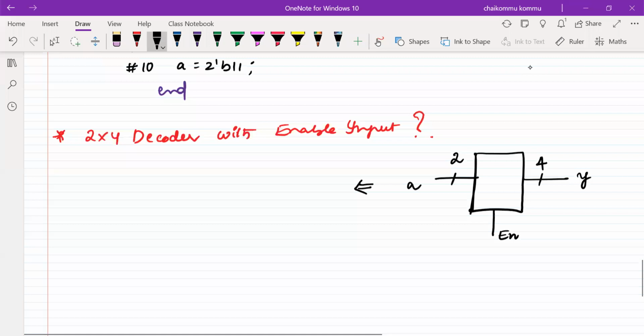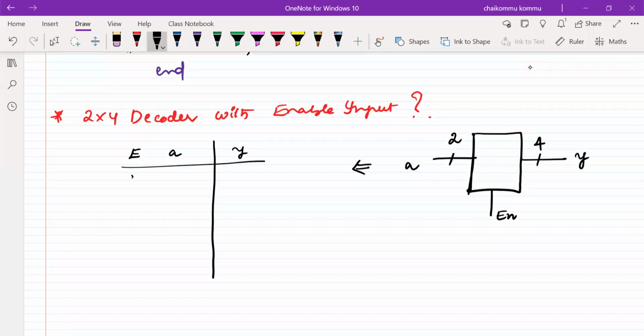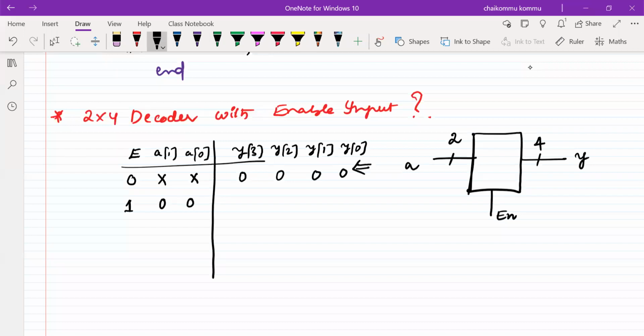If the enable signal is equal to 0, irrespective of the inputs A of 1, A of 0, the output Y of 3, Y of 2, Y of 1, Y of 0 will be 0, 0, 0, 0. All are zeros. Irrespective of the input, the output will be 0. If the enable signal is equal to 1, then the input has some value. If it is 0, 0, the output becomes 0, 0, 0, 1.